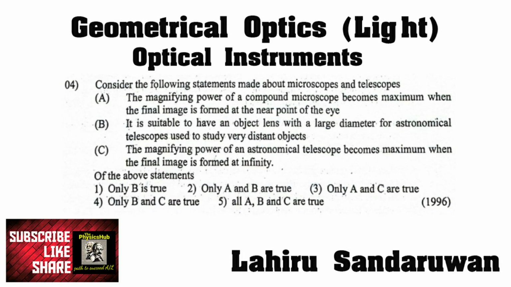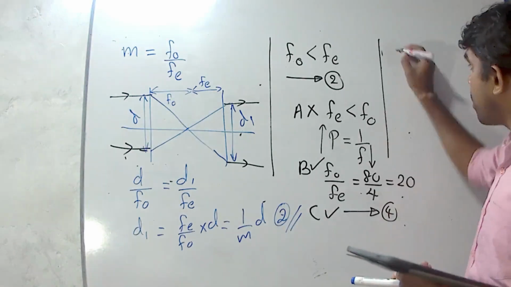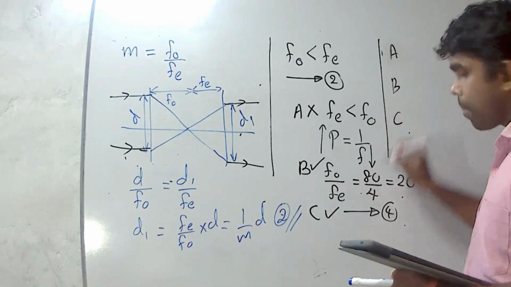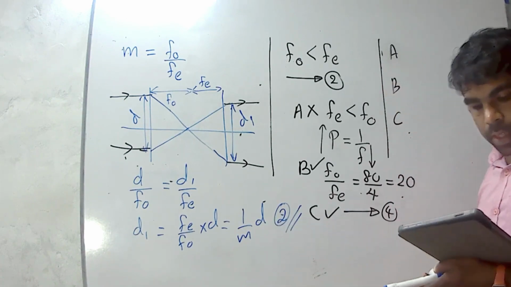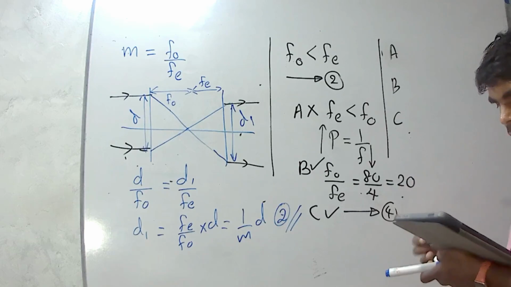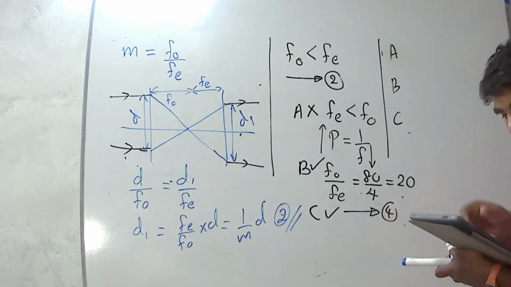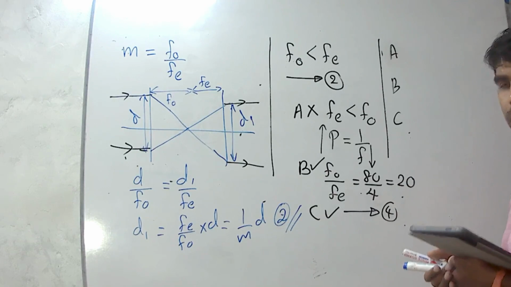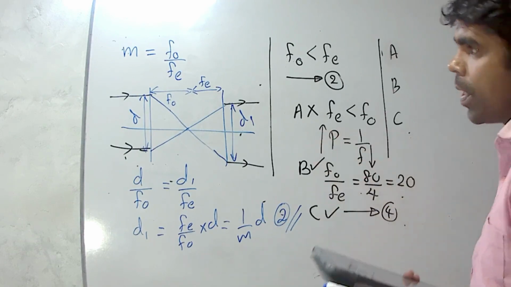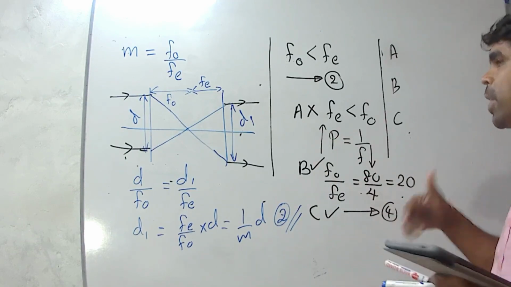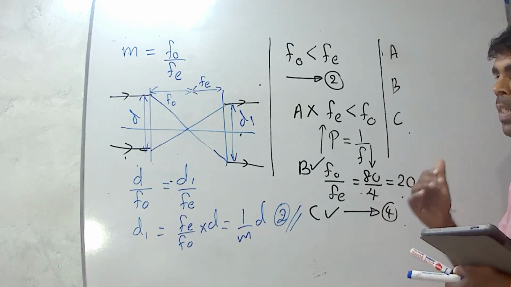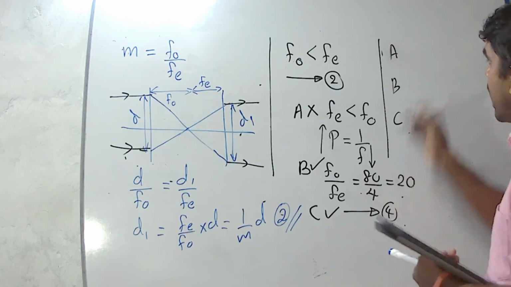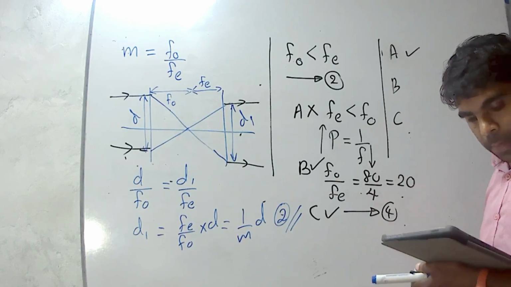Consider the following statements made about microscopes and telescopes. Statement A: the magnifying power of a compound microscope becomes maximum when the final image is formed at the near point. We know that for any optical instrument, we can observe maximum magnifying power for the adjustment related to the near point. Then A is correct.